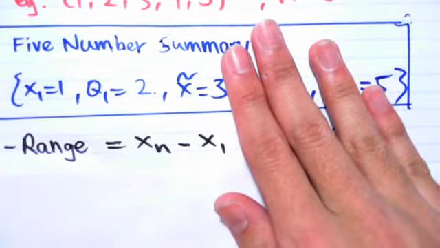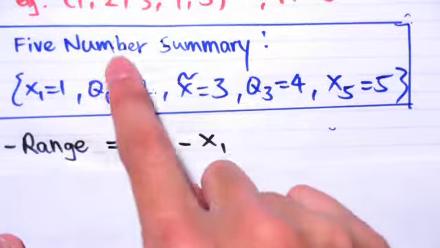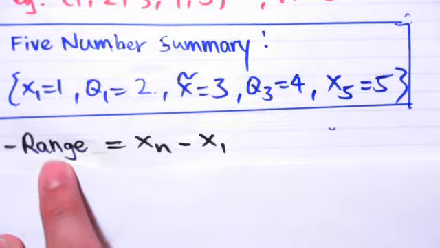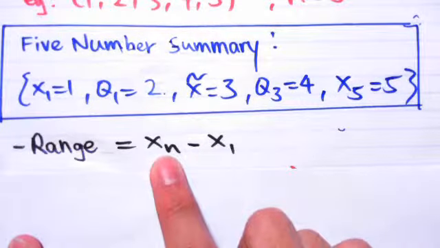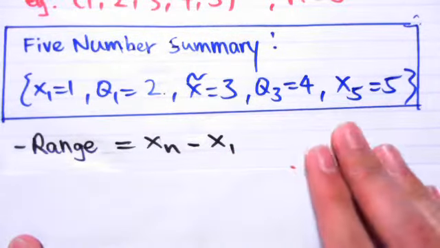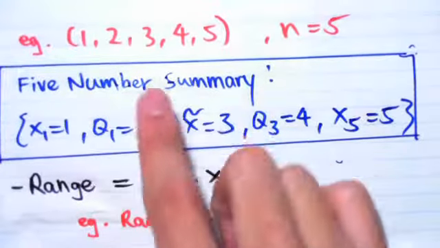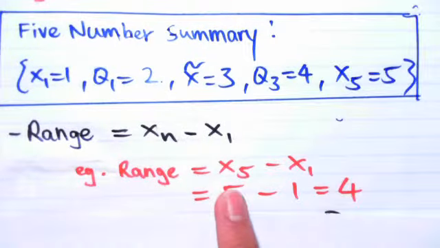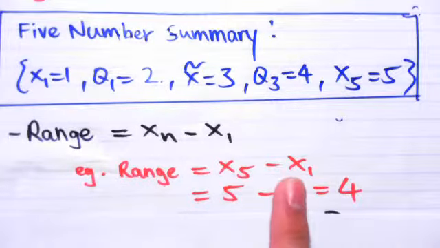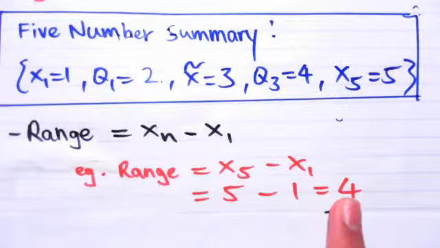And so we again have to find specific values using these 5 numbers. One value that we define is the range. The range is defined as xn, which is the maximum number, minus x1. Using our example of 1, 2, 3, 4, 5, our range is equal to x5, because we have 5 as our sample size, minus x1, which is the minimum, and that's 5 minus 1, which is equal to 4.